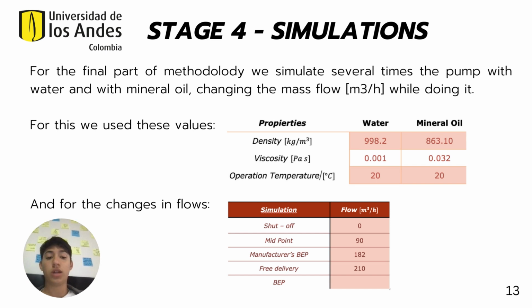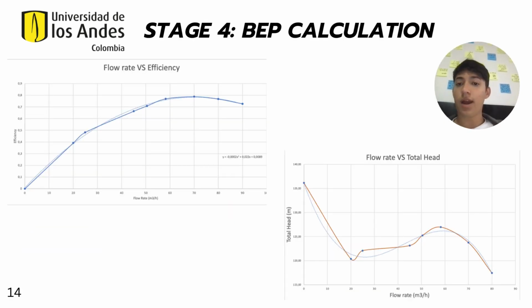Pause the simulations, we change the flow rate and run 5 main simulations: shut off, midpoint, manufacturer's BEP, free delivery, and our BEP, which we can see how we find on the next screen. Here we can see how we find our BEP calculation. We did plots of flow rate versus efficiency and flow rate versus total head, and we obtained the equations of the curves, and then we obtained the best efficiency point from these curves.